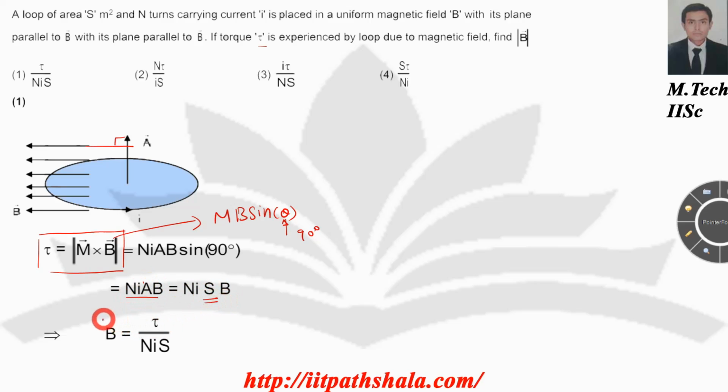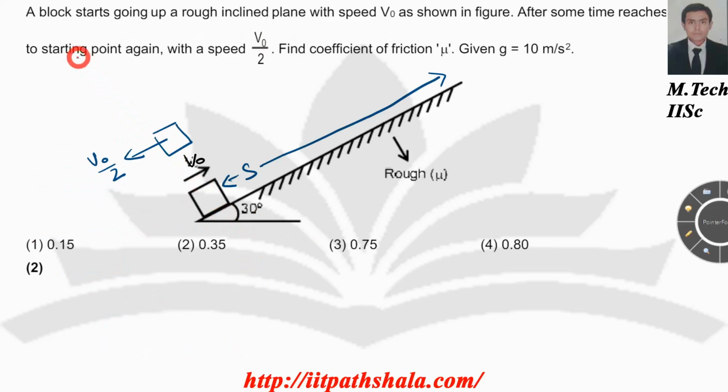Now take the value of b and equate it to tau as follows. So you'll be left with the following expression. So b is nothing but tau upon NIS. Okay, now let us move to the next question, which says you are having a block.